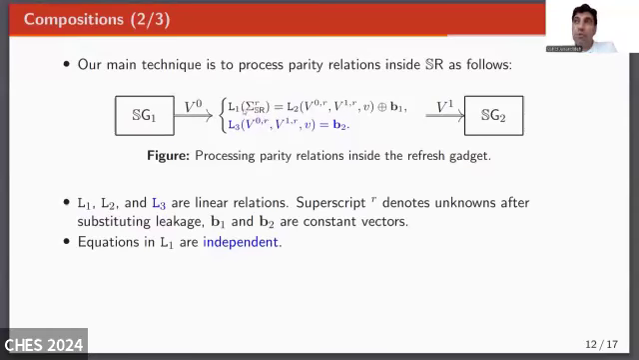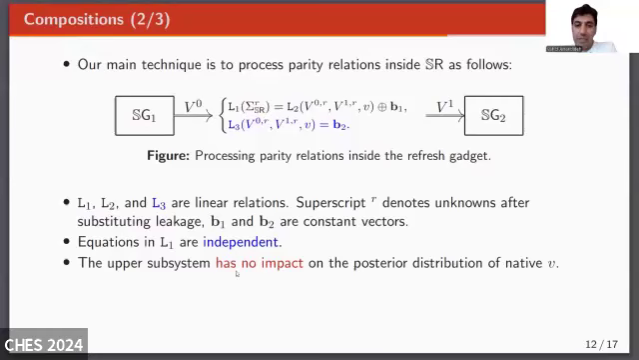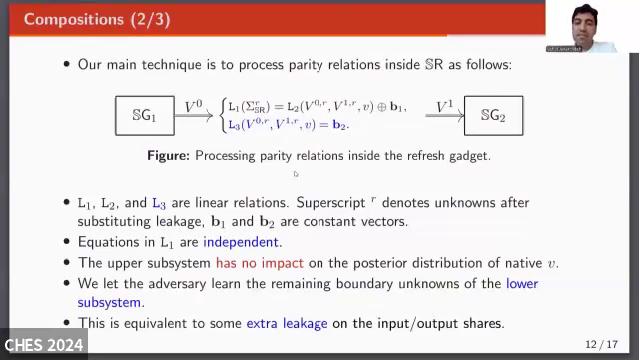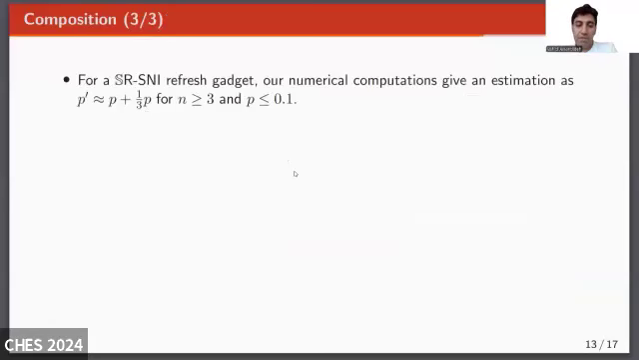Equations in L1 are proved to be independent, and we have also shown in the paper that the upper system will give no knowledge to the adversary about variable V. So only the lower system is informative, and to derive the bound, we will let the adversary learn the remaining unknowns of the lower system. This is shown to be equivalent to some extra leakage on the input and output shares.